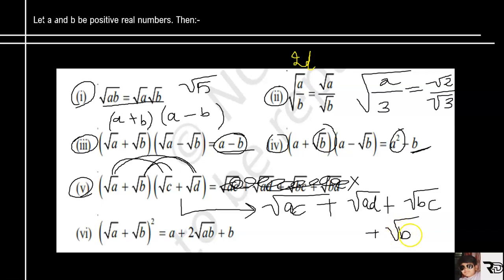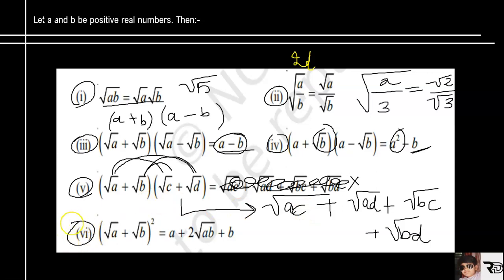So this is the same as the identity that was written. You're not supposed to learn that identity because this is the simple multiplication that we do: root AC plus root AD plus root BC plus root BD. If the order varies, that doesn't affect your calculation because we've studied the properties of real numbers, right?